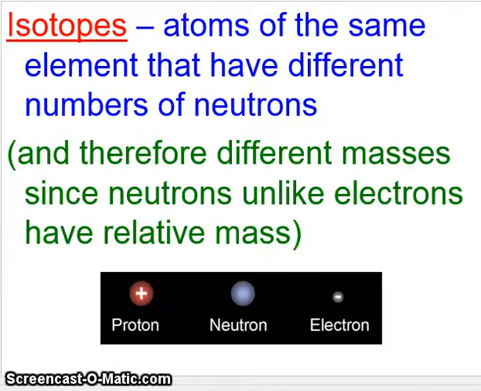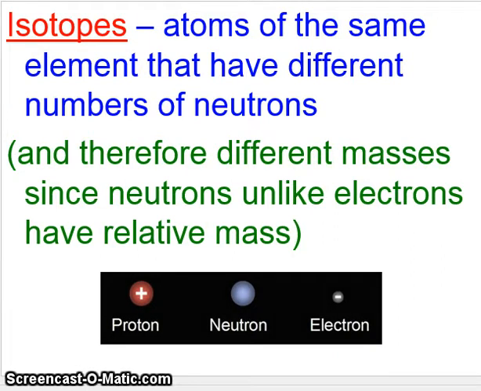We're going to finish up talking about what are called isotopes. Now, isotopes are to neutrons what ions are to electrons. Atoms of the same element that have different numbers of neutrons are called isotopes. The prefix iso actually means the same. So they're the same element, but they have a different number of neutrons.